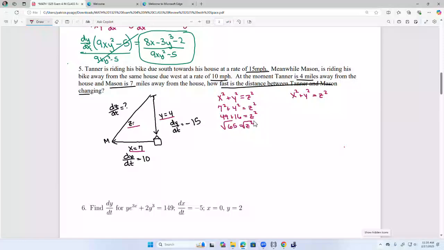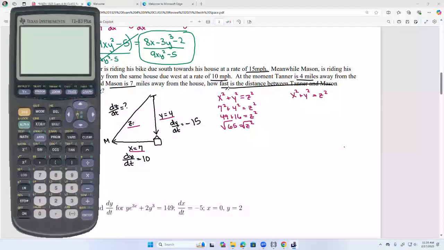If I take the square root of both sides, I would get the square root of 65 is 8.062. I'll just leave it at that. That's my z value.